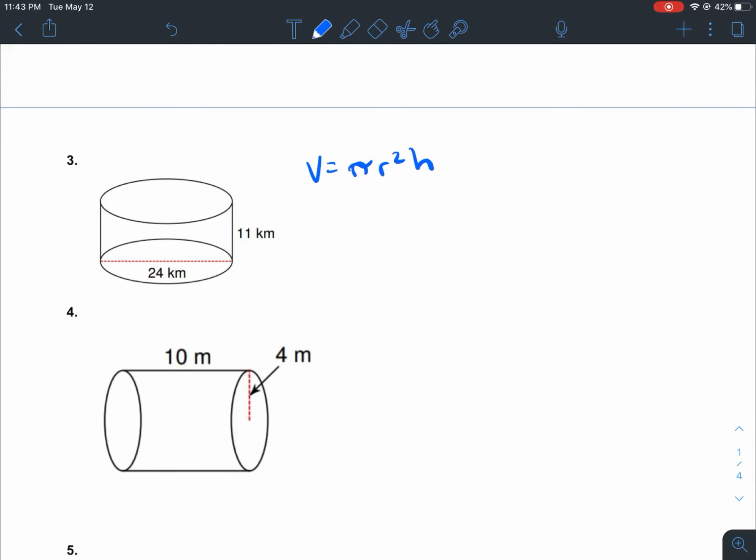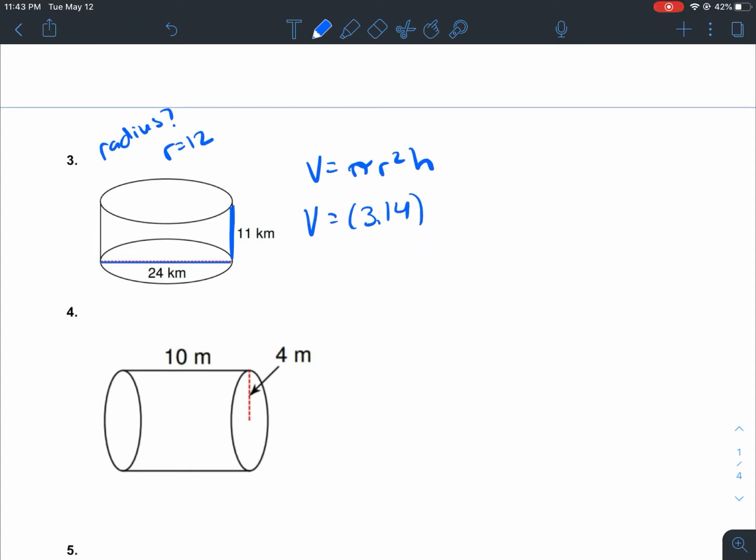So if we look, did they give me the radius? No, they didn't. They actually gave me my diameter because it goes all the way across. My radius is going to be 12. My height is 11, so I can go ahead and plug that in.